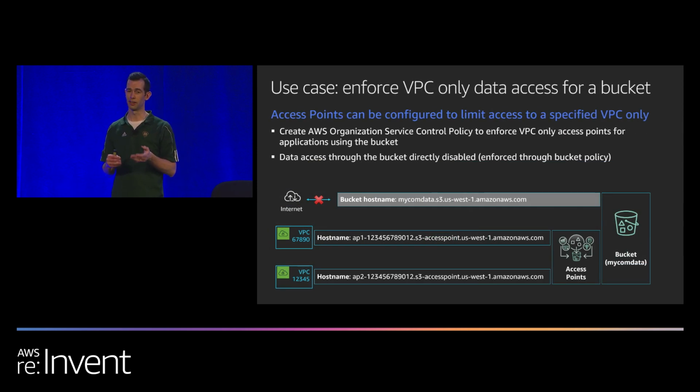Another thing I mentioned earlier is enforcing VPC access only. So what we did here was we created two access points that were associated with particular VPCs. And then the bucket hostname, we denied access through that path. So the only access is then through access points. And then you can use AWS Organizations to enforce that only VPC access points can be created. So a lot of levers there for somebody to be able to enforce the exact behavior they're looking for with this particular bucket.